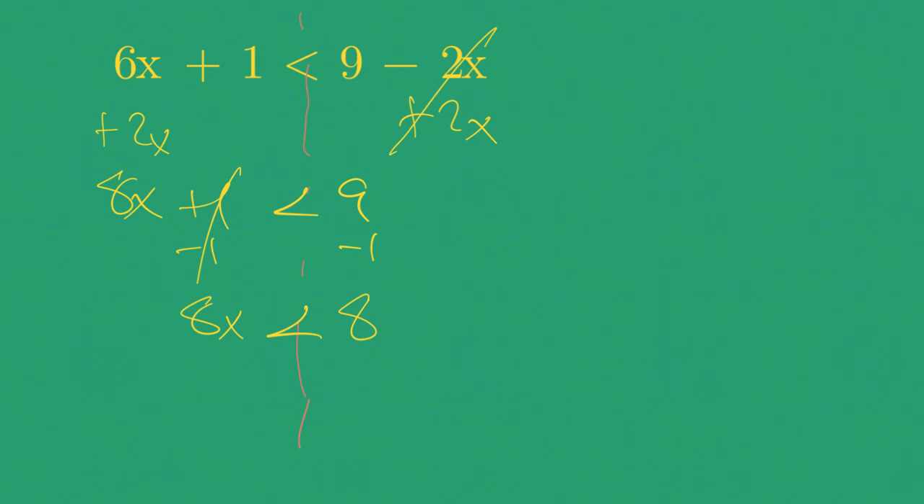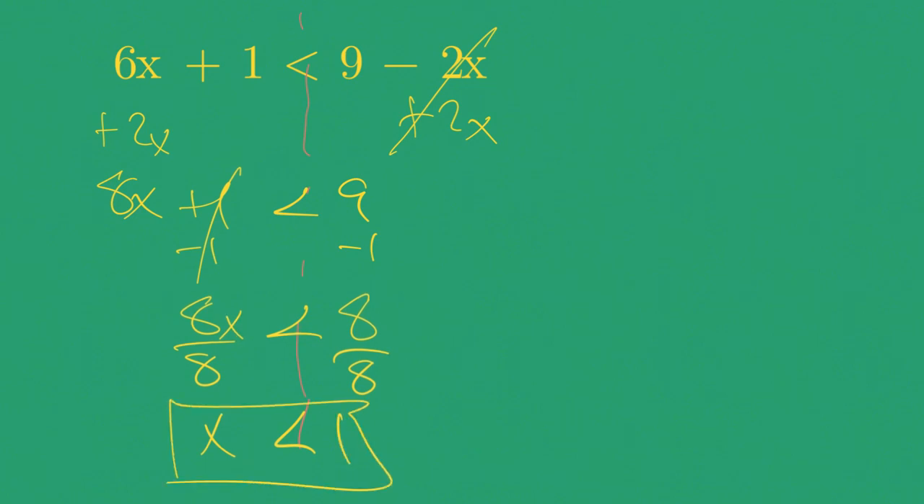How do we solve? By dividing with a positive number. Therefore, the inequality stays the same. And what's 8 divided by 8? 1. So x is less than 1.